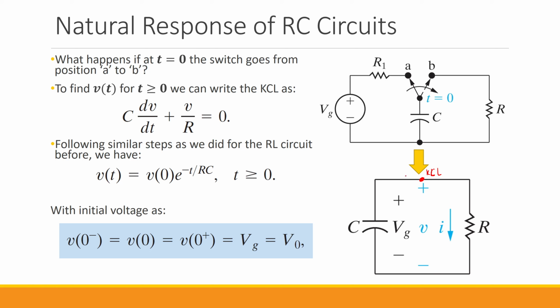The current that goes through the capacitor is going to be C times the derivative of V over t, and the current that goes through the resistor is going to be V over R.